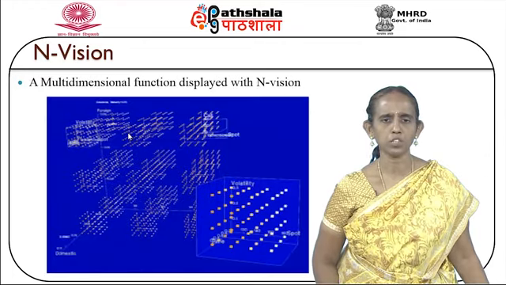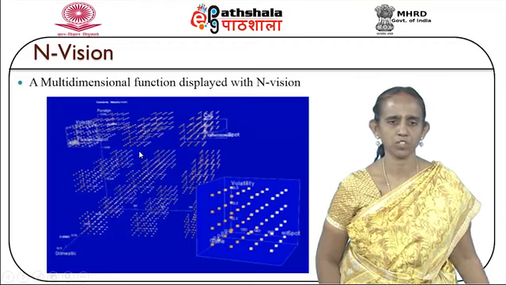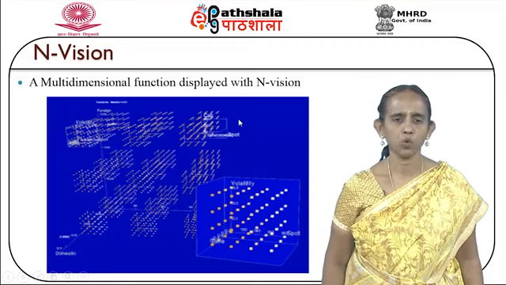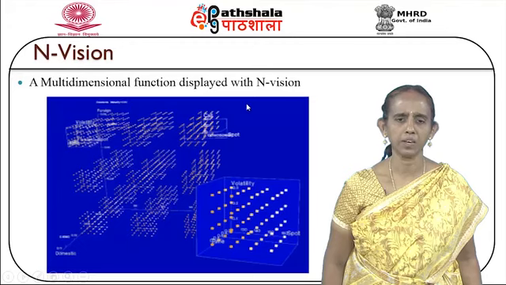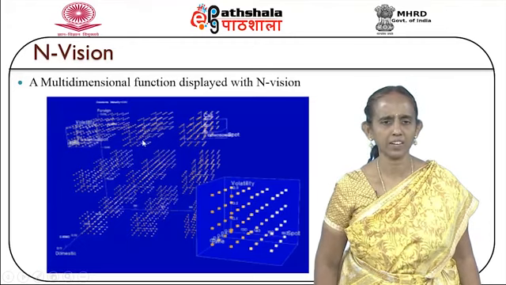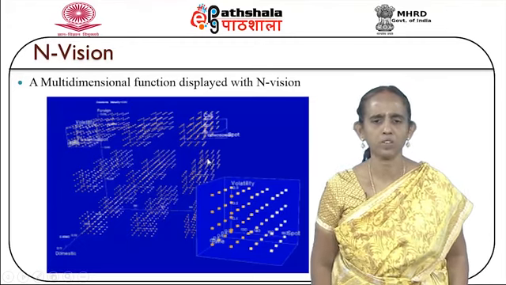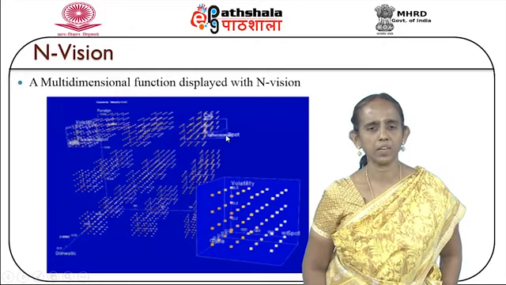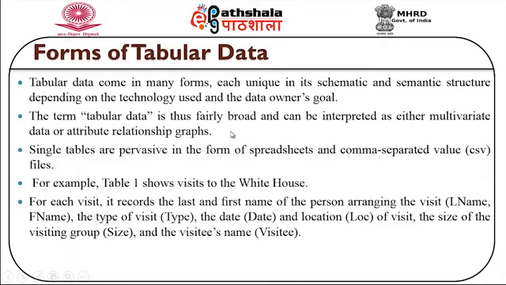So this is a multidimensional function displayed with the help of N-Vision. Here we can see how the multidimensional data is being represented, and it is also interactive in nature so that the user can measure the values of the data set being represented in the form of N-Vision. Next, let us have a look at the various forms of tabular data.